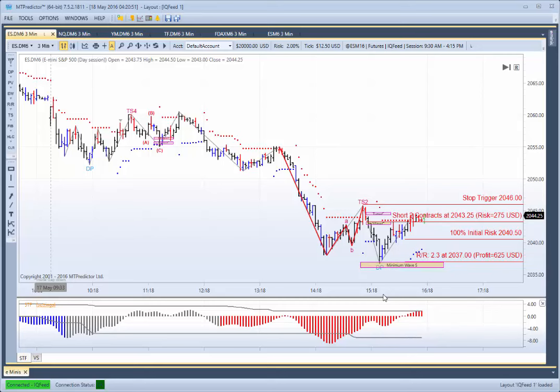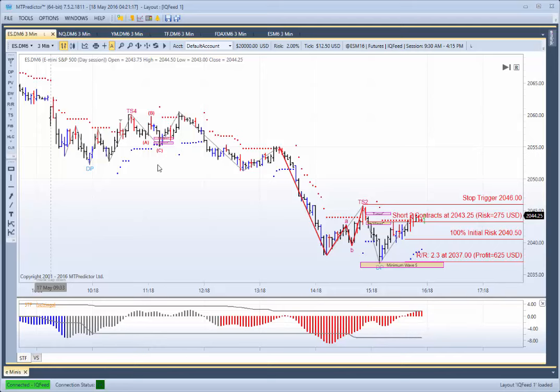So let's add that all up. Plus 1 minus 1 is 0, minus 1 plus 2 is plus 1, so it's plus 1.3R. So even though we had a bit of a frustrating time here with a couple of losing trades, you would have actually made money at plus 1.3R for the day. Not bad, but we can do better once we get a more experienced eye on this, which I'll have a look at in a minute.